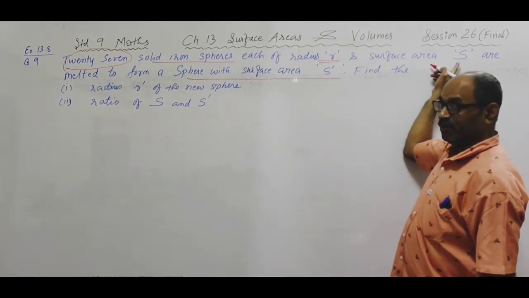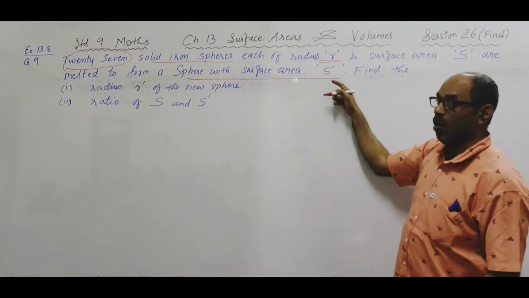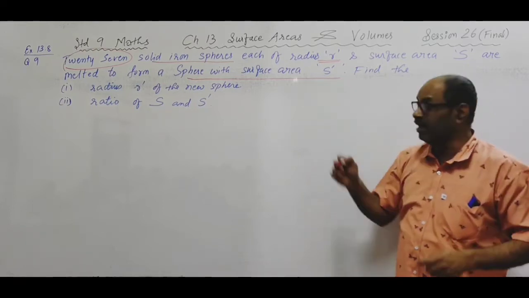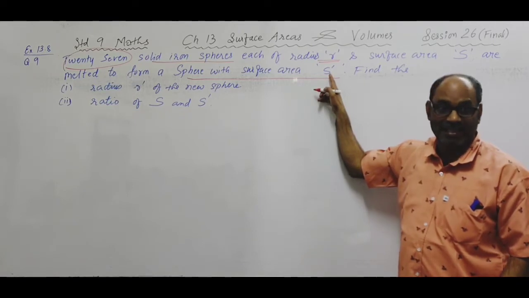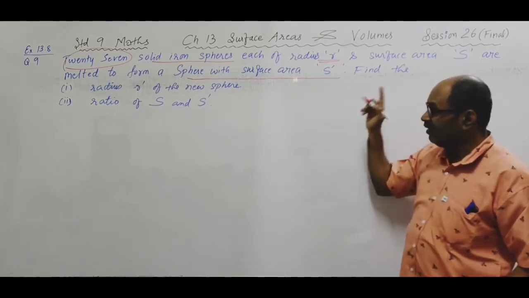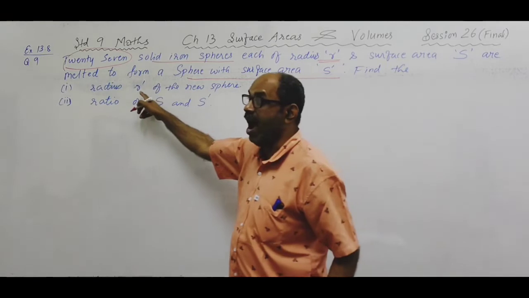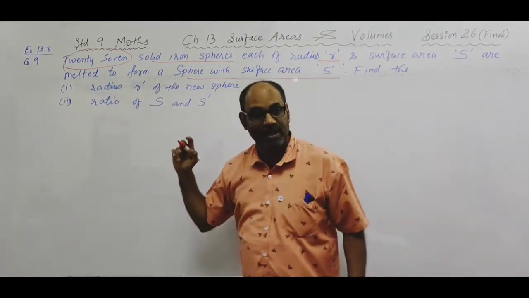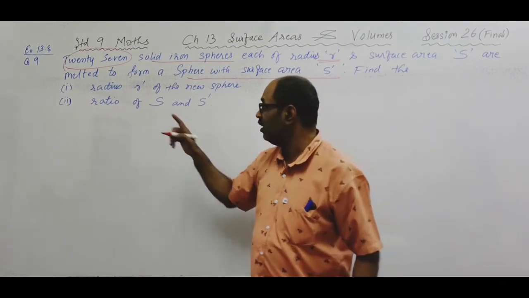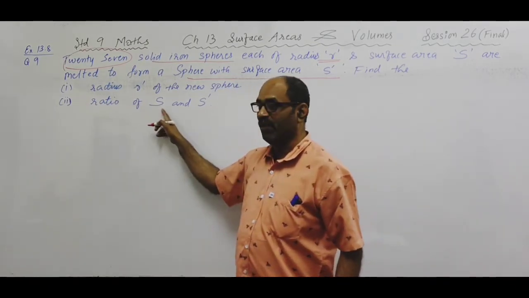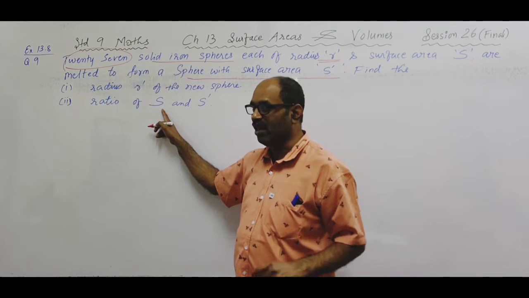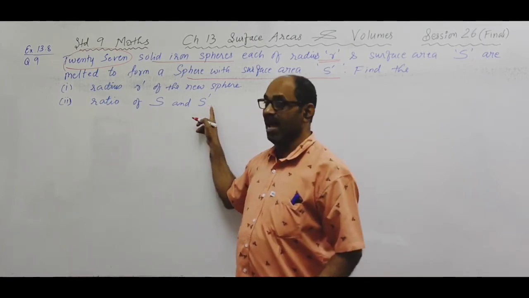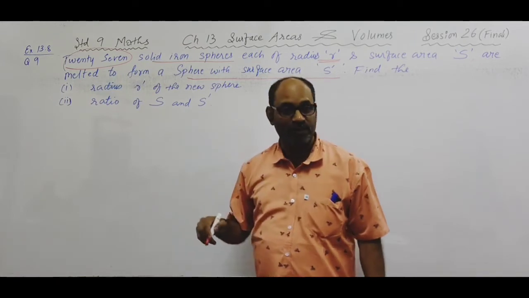जो छोटा स्फीयर है उसकी सरफेस एरिया S और 27 स्फीयर्स को मेल्ट करके बनाया गया बड़ा स्फीयर उसकी सरफेस एरिया है S dash. Find the radius R dash of new sphere. So you have to find the radius of new sphere. Second, ratio of S, the surface area of that original small sphere, right? And S dash is the surface area of new sphere.